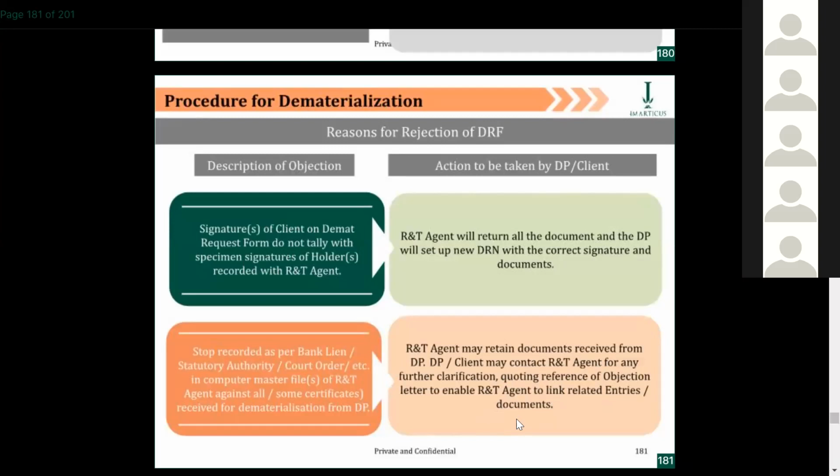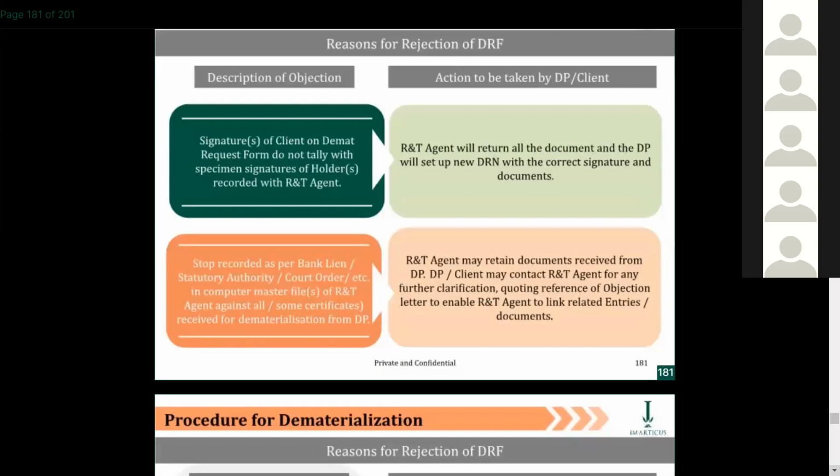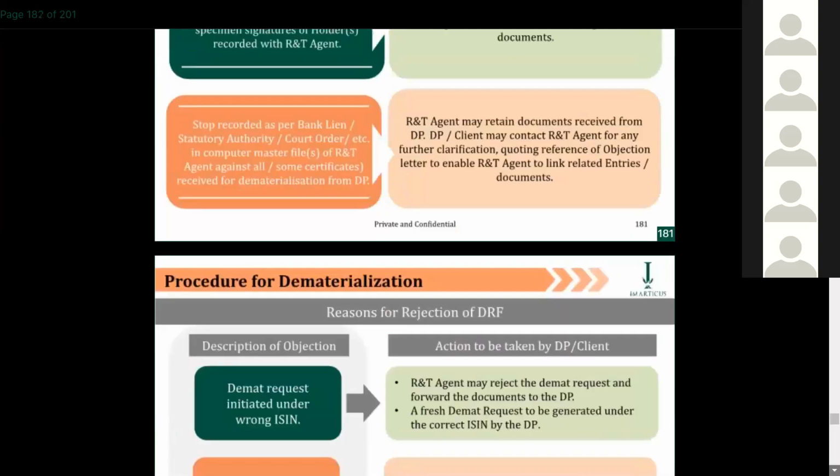So basically, until the certificates and the DRF are in order, demat request will not be processed. So all objections have to be clarified before the demat request is processed or the shares are converted into digital form.